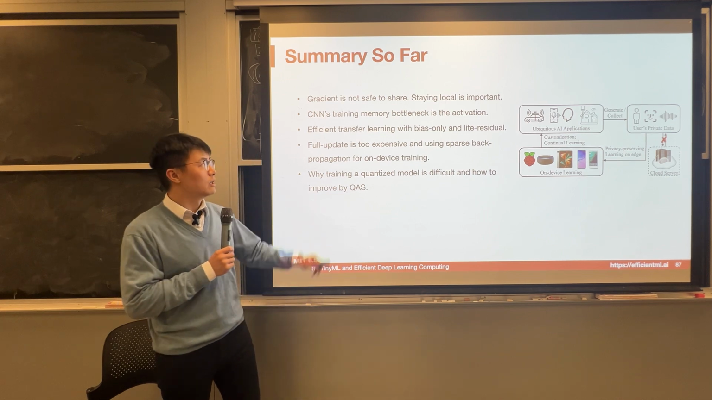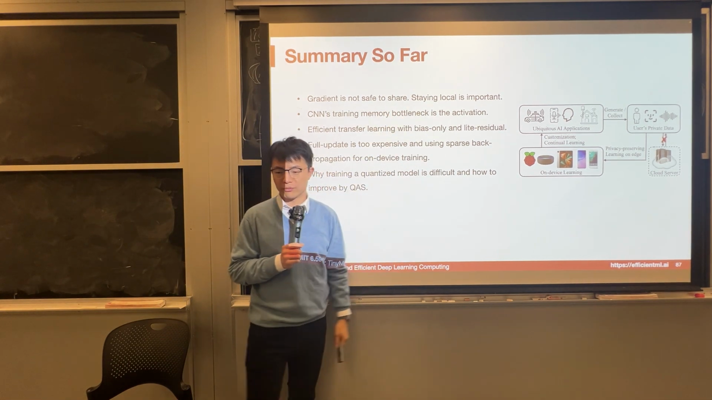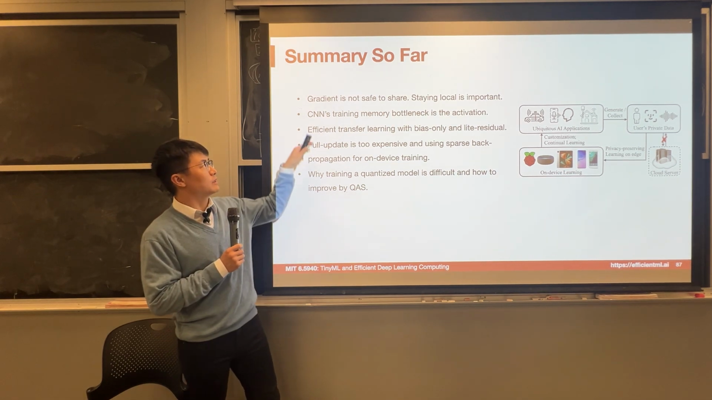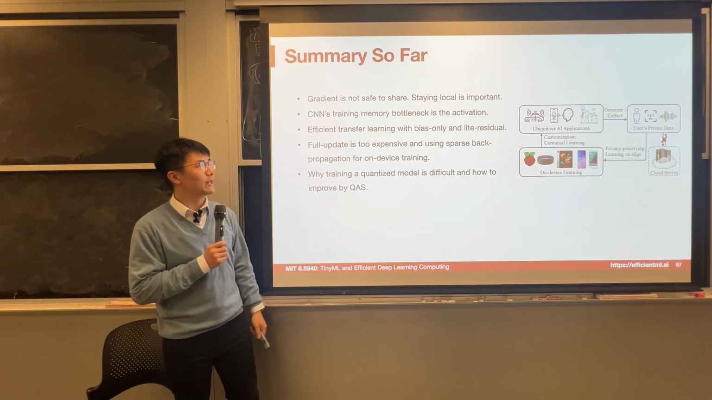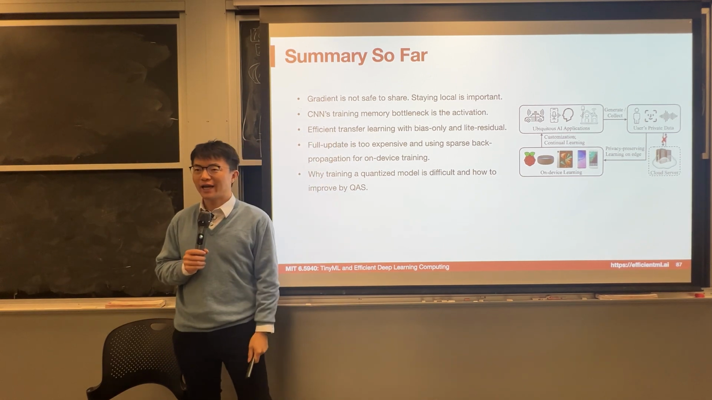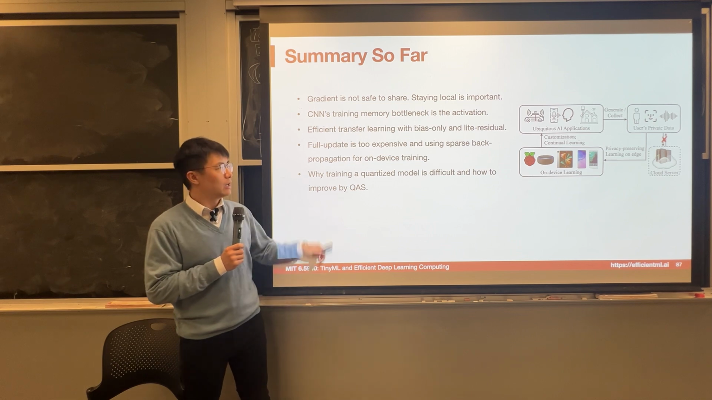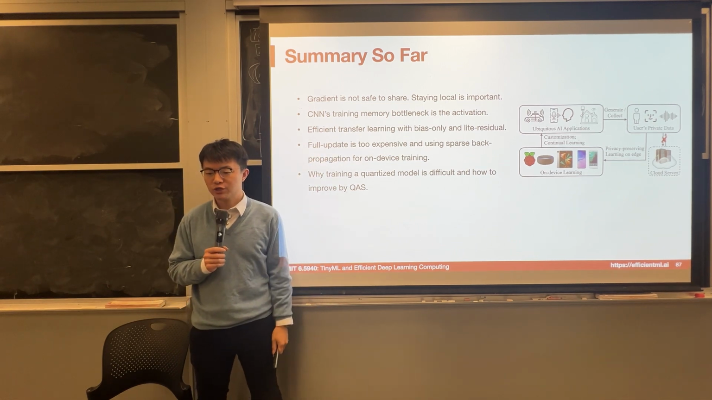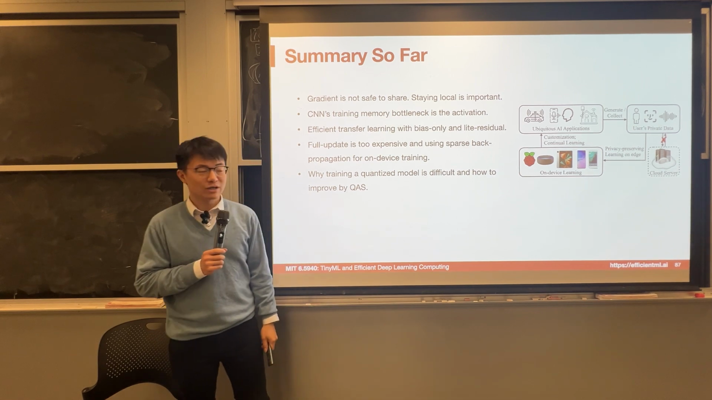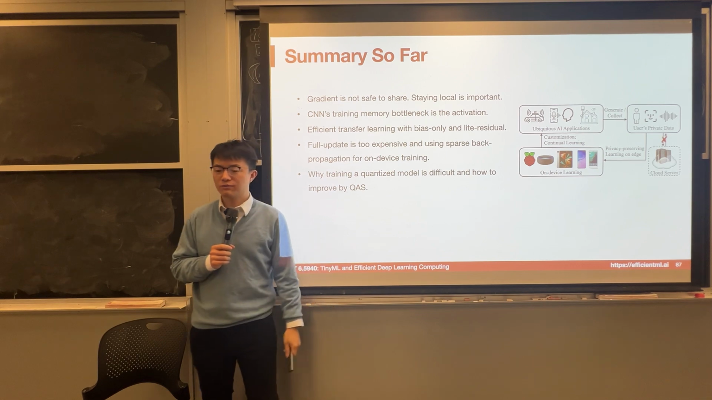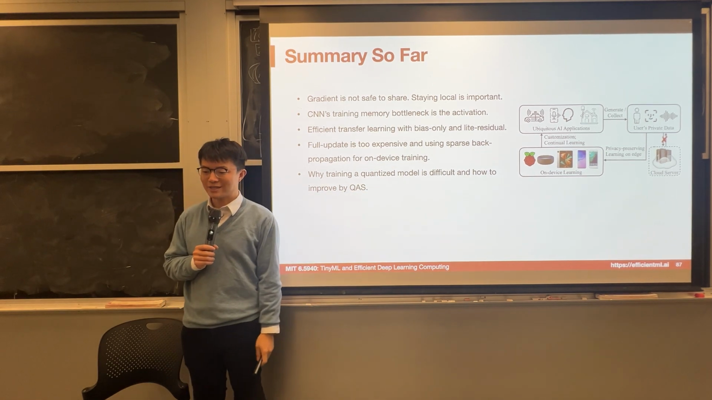So, summary so far in this lecture: the gradient is not safe to share. You can leak information from the gradient, and staying local is very important, so on-device training is important. The training memory bottleneck is actually the activation, so we have to think about techniques to reduce the activation during training. Bias-only update and the lite residual technique in TinyTL, tiny transfer learning, can reduce the activation memory. Full update is just too expensive, and there's opportunity for sparse update: since not all layers are equal, we can intelligently find those salient layers to update. Also, training a quantized model is difficult due to the mismatch of the scaling factor, and we can easily resolve that problem by quantization-aware scaling.